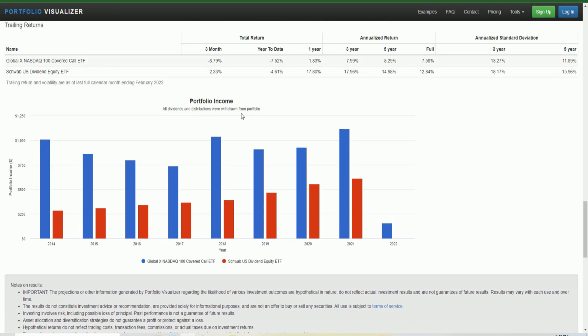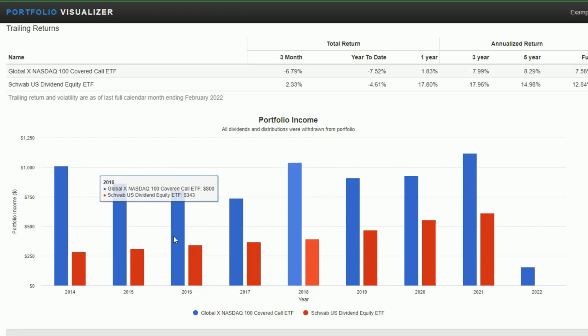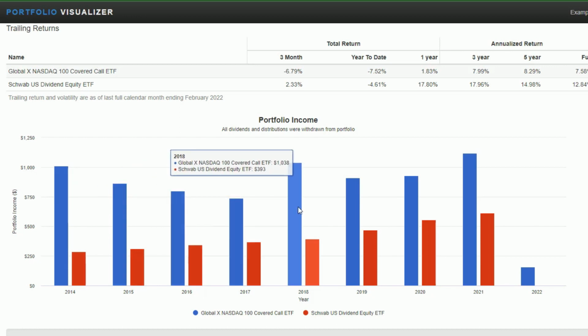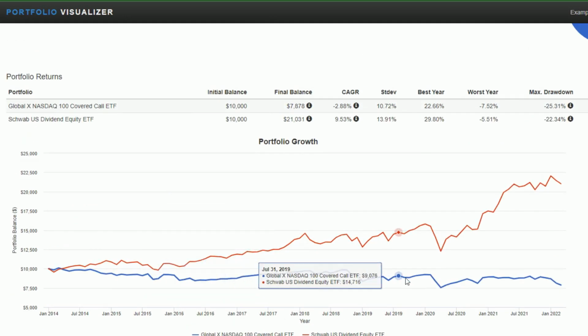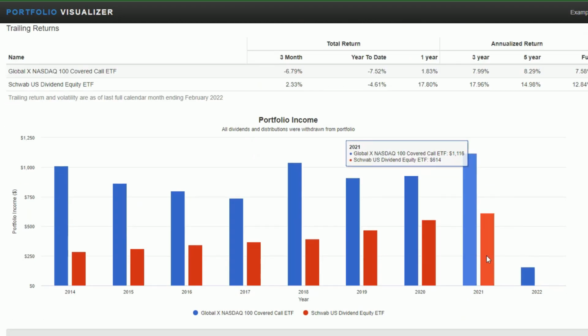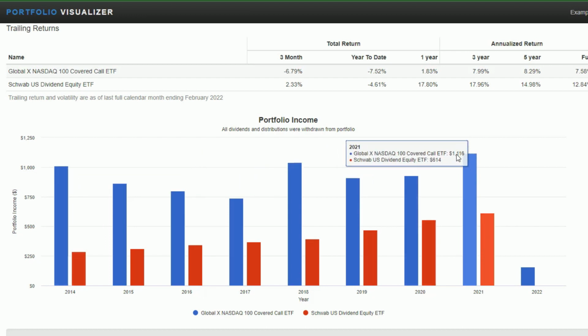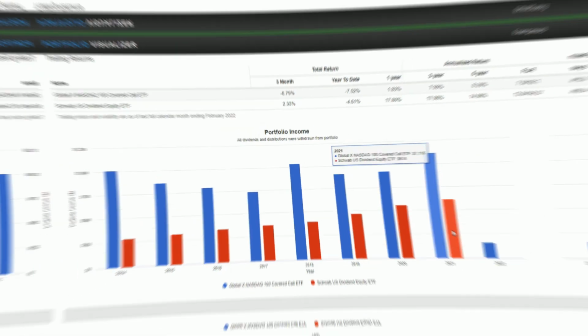Coming down to what the income would look like as you would pull your dividends out of QYLD in the blue, you can see you would have more income with QYLD, but your fund value would go down over time. And in the most recent year, with a $10,000 initial investment at the beginning of 2014, you would have $1,100 in QYLD income in the most recent full year and $600 in SCHD.